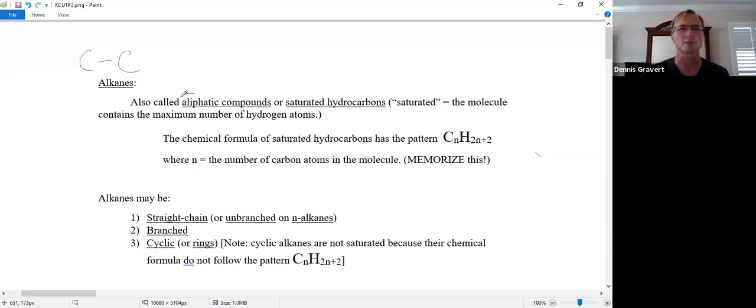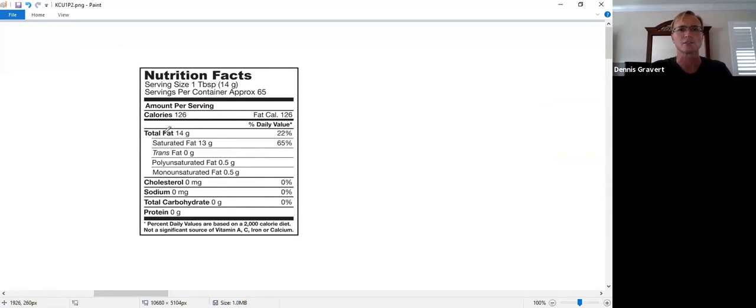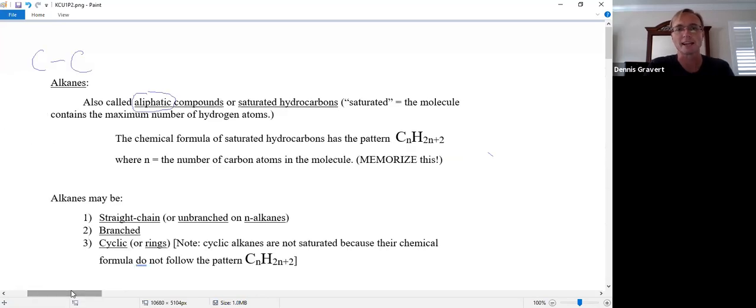Aliphatic, I believe, comes from a Greek word meaning fat, and we're talking about these kind of fats, right? Trans fats, saturated fats. So those molecules that make up the fats in our diet, a big portion of the molecule is simply a chain of carbons, singly bonded together and attached to hydrogen. Not the entire molecule, but a large portion of the molecule. Okay, so that's the origin of aliphatic.